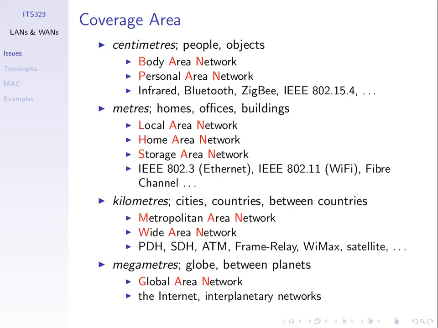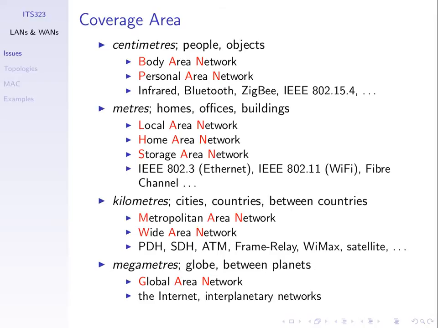So small networks, and the acronyms BAN, PAN, personal area network is commonly used. We move up in size, covering meters, tens of meters, maybe hundreds of meters, covering homes, offices, buildings, even a campus in some cases. We have local area networks. That's the general name that we use for a network that covers a home or a building.